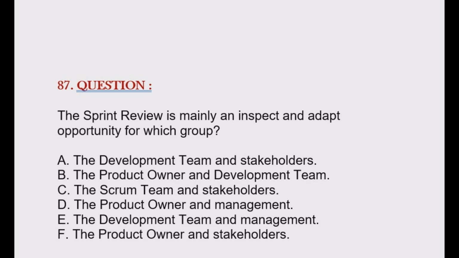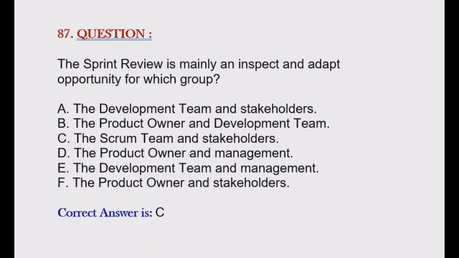Question is, the sprint review is mainly an inspect and adapt opportunity for which group? Option A, the development team and stakeholders. Option B, the product owner and development team. Option C, the Scrum team and stakeholders. Option D, the product owner and management. Option E, the development team and management. Option F, the product owner and stakeholders. Correct answer is option C.